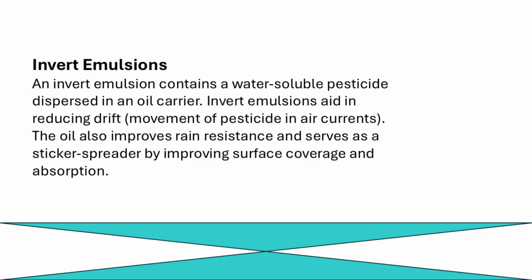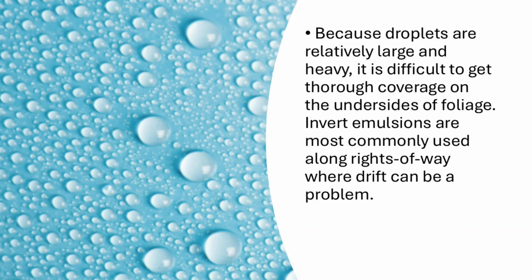Invert emulsions. An invert emulsion contains a water-soluble pesticide dispersed in an oil carrier. Invert emulsions aid in reducing drift, movement of pesticide, and air currents. The oil also improves rain resistance and serves as a sticker, spreader, by improving surface coverage and absorption. Because droplets are relatively large and heavy, it is difficult to get thorough coverage on the undersides of foliage. Invert emulsions are most commonly used along rights of way where drift can be a problem.